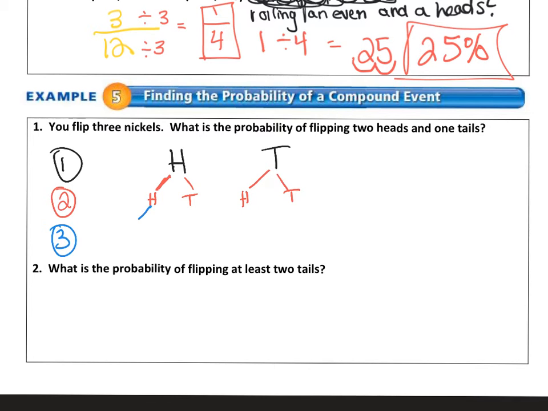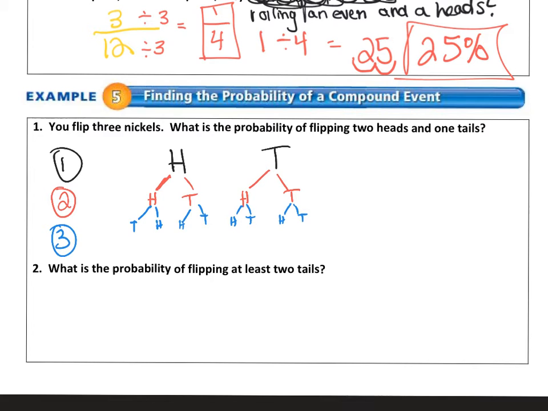Off of this head you could flip a tail or a head as well, a head or a tail, a head or a tail, and a head or a tail. Okay, so drawing this tree diagram really helps us to look at all the different options. Now I'm just going to list all of my different options I could have.